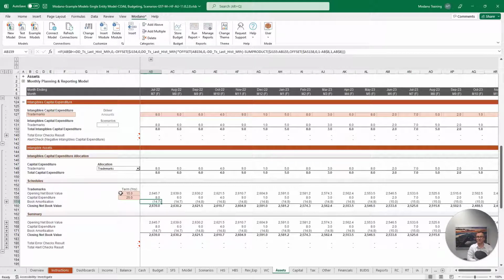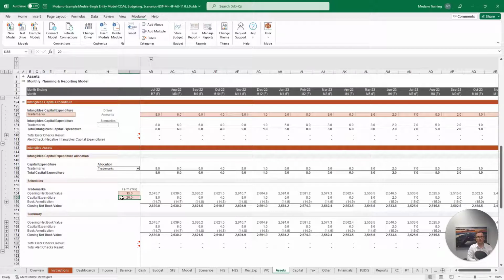We have two main assumptions within our intangible assets analysis. We have our opening net book value term and our capital expenditure term. Our opening net book value term represents the remaining average useful life of our intangible asset and is the period over which we'll amortize this. Similarly, our capital expenditure term assumption is the period of forecast intangibles capital expenditure for which we'll amortize it, or our intangibles capital expenditure's useful life.